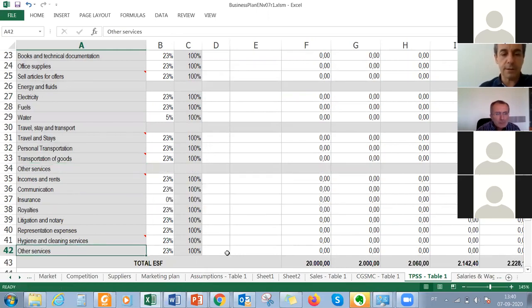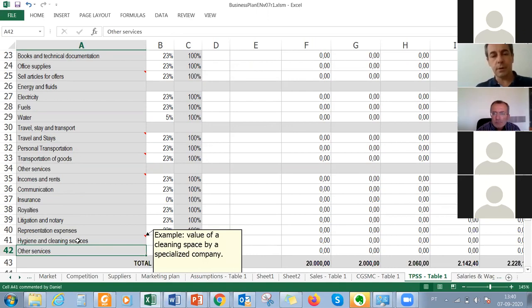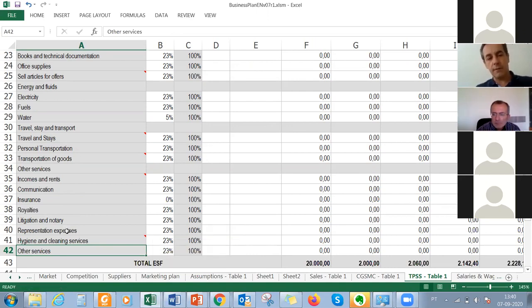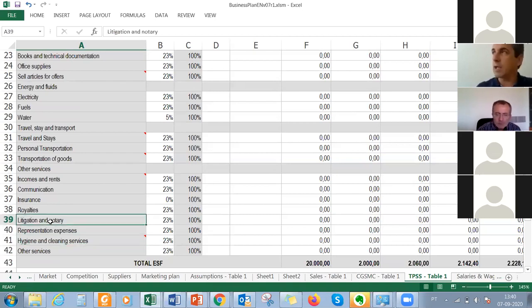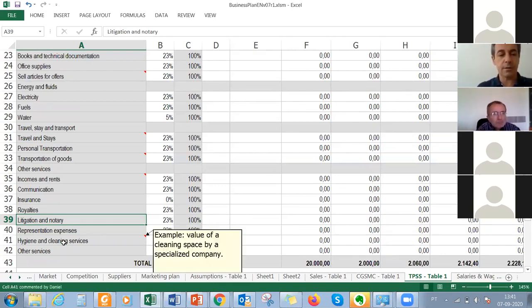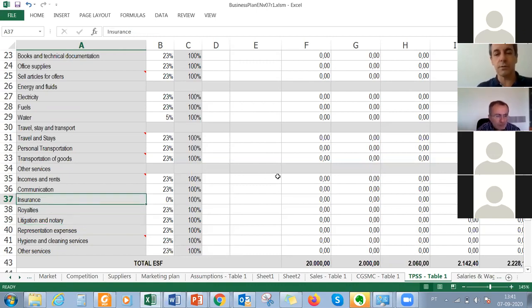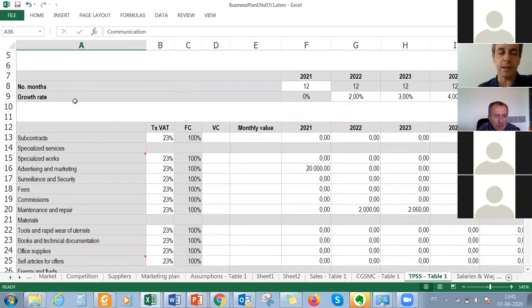You see, there are other services, and maybe there are other services that are not in this list. So we are not going to put costs in every one of those lines. If it's not relevant, like litigation, maybe it can happen, but it's not relevant. We put 0. Insurance is not too important, we keep it 0. Communications are not too important, we put 0. So we have to decide, or the students have to decide, and at least they have to face the issue.